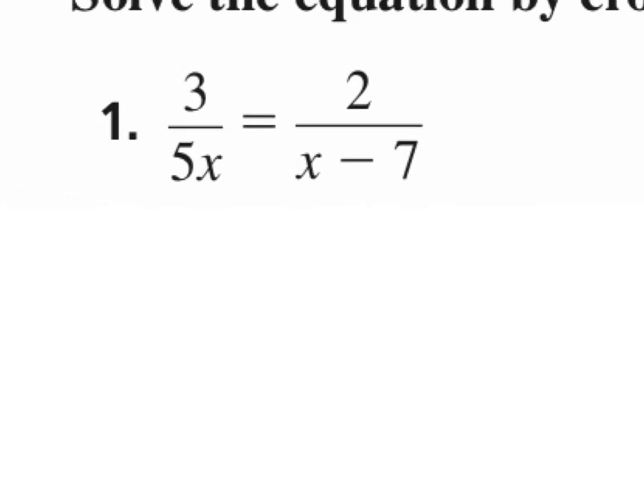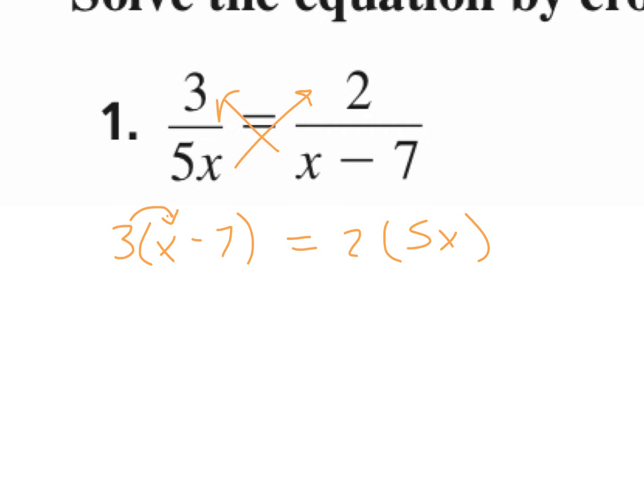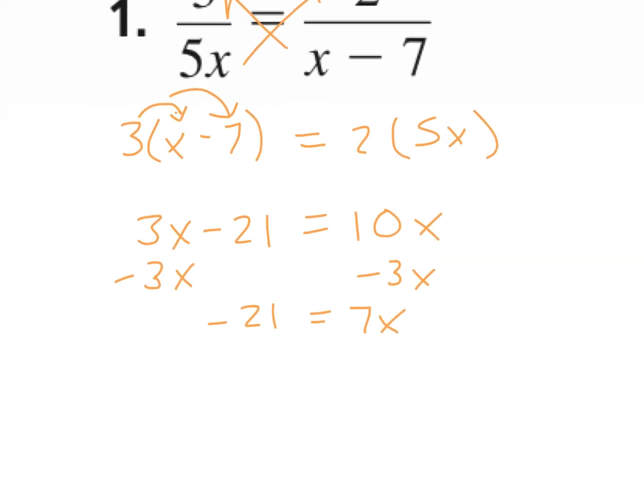For the next example, we want to start by cross multiplying. So we have 3 times x minus 7 is equal to 2 times 5x. What should we do next? Distribute the 3, and then multiply the right side together. So we have 3x minus 21. What's that equal to? 10x. We can subtract 3x on both sides. Negative 21 is equal to 7x. Divide by 7, x is equal to negative 3.